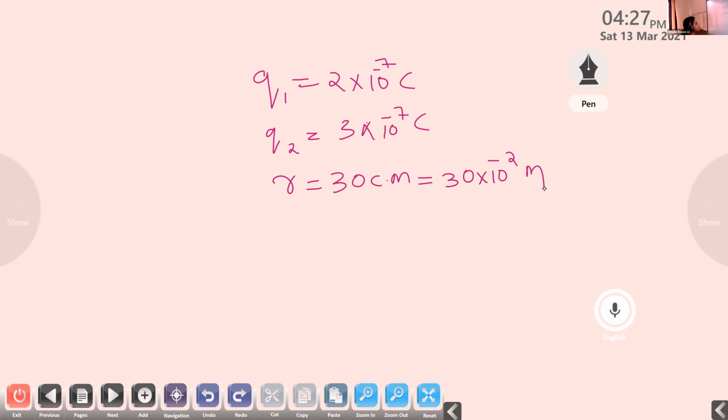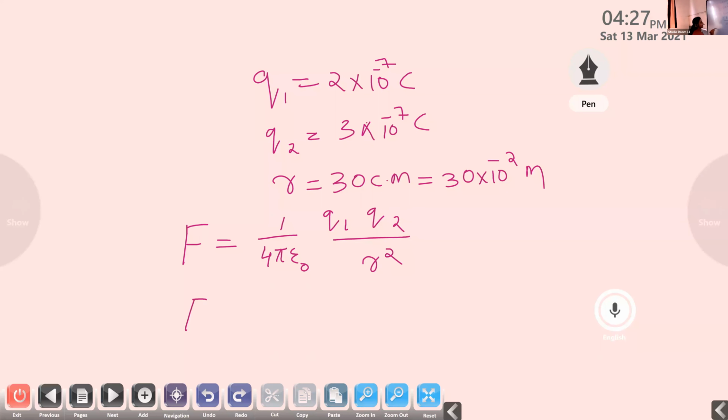Okay. Now, what is our question? Calculate the force existing between these two charges. So we can use Coulomb's law here. What is our Coulomb's law? F is equal to 1 by 4 pi epsilon 0 Q1 Q2 divided by R square.